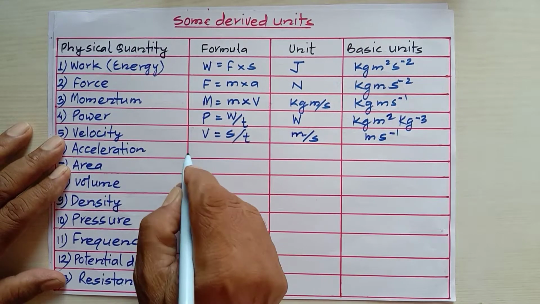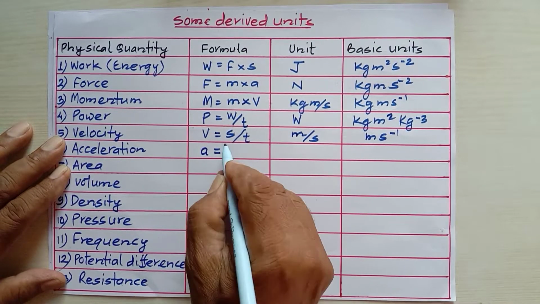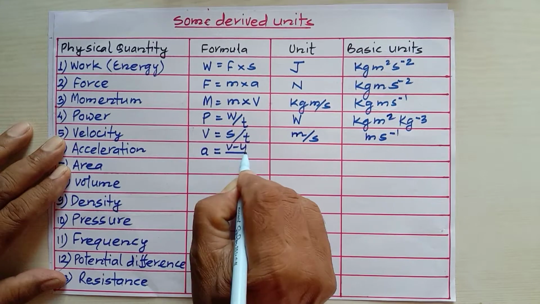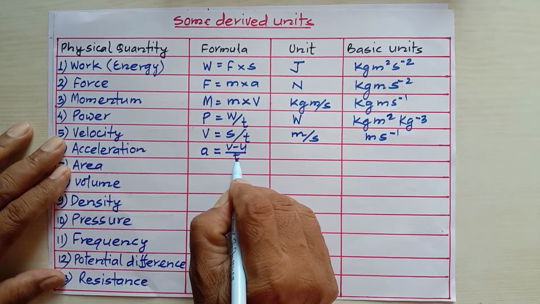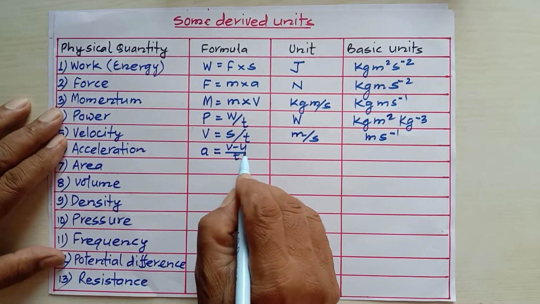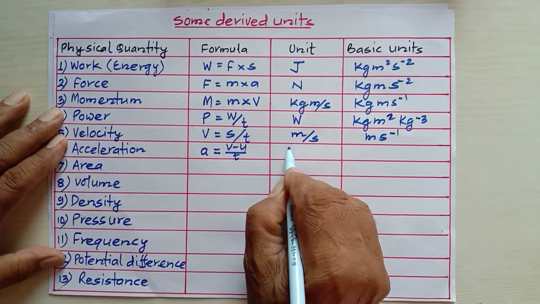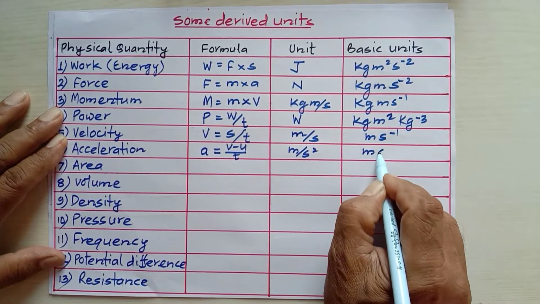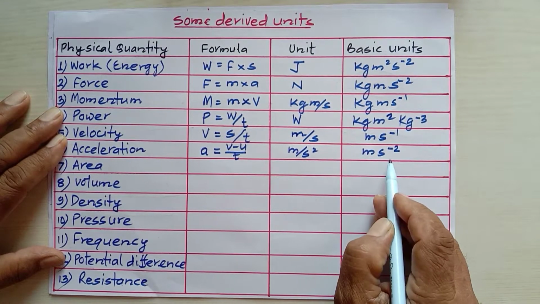Now acceleration is equal to what? Acceleration equals v minus u by t. V is final velocity, u is initial velocity, and t is the time taken. The rate of change of velocity is called acceleration, and its unit is meter per second square. And if second square is taken in the numerator, it can be written like this.